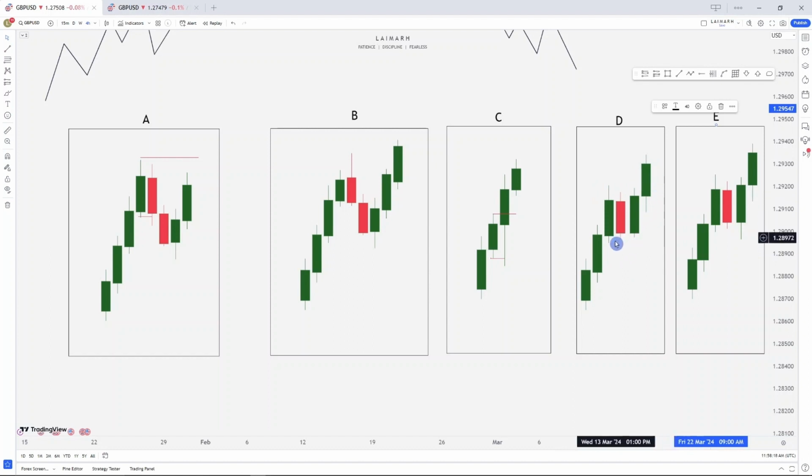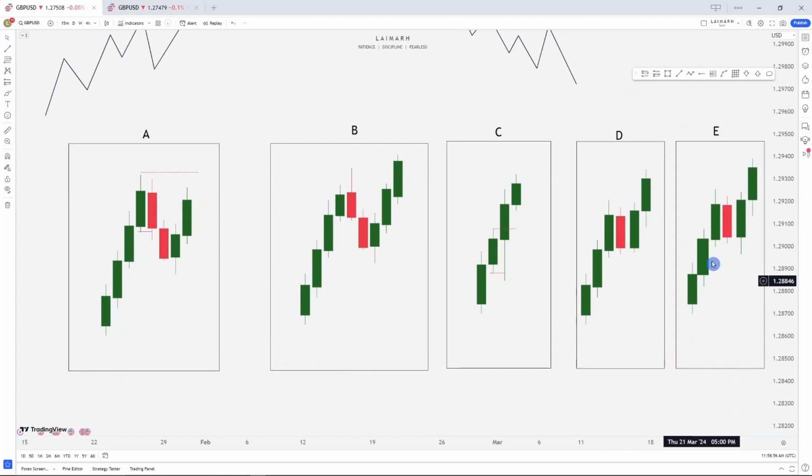That doesn't make this valid. We need the low to be taken. The low is very important and the high is very important as well. Price has to take the low of this candle, the last candle before the reduction in price. Price has to take it before we can consider it a valid pullback. So in this case, D does not have any valid pullback in this diagram. So let's look at E.